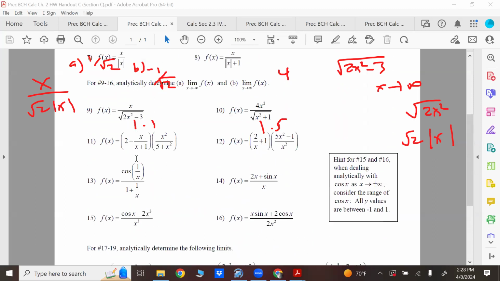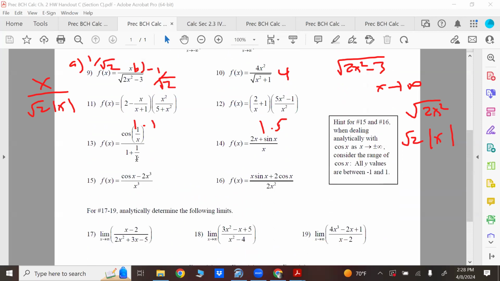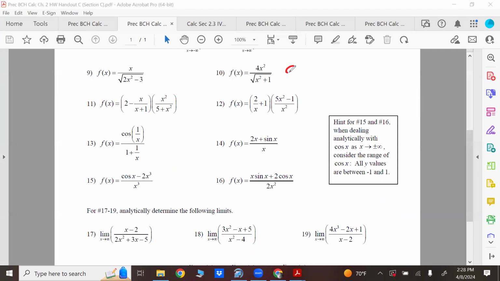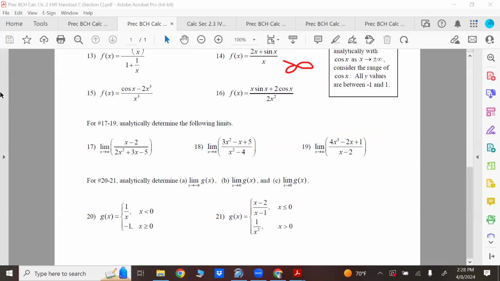Number 10? 4. Oh, wait. No. It's infinity. It's infinity. Yes, sorry. This is 0, 3, and infinity. If you're doing a piecewise function, this would be 0 for number 20. It'd be 0 here, negative 1 here, and D and E. No, 0. That'd be negative. Wait, that'd be D and E.